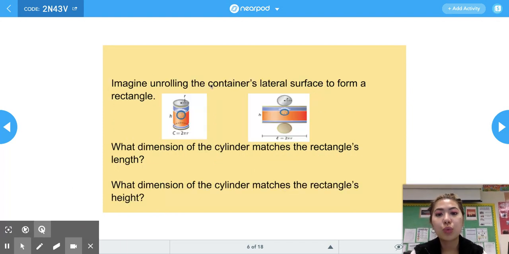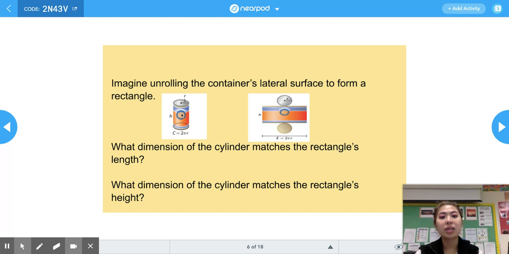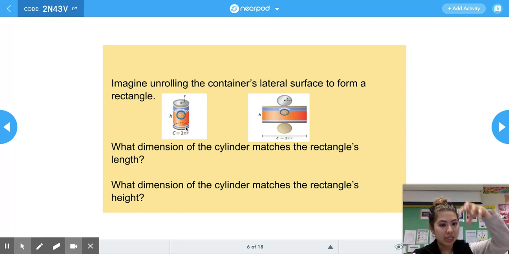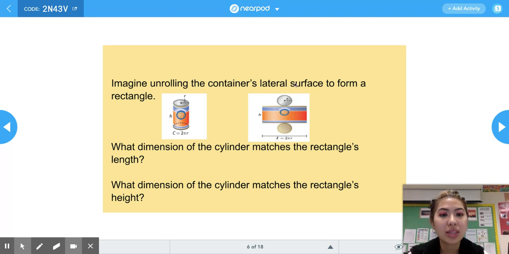Imagine unrolling the container's lateral surface to form a rectangle. Basically, we're making the net of a cylinder. Imagine a tin can: you cut the top off, make a slash through the can, and then unroll it, and that's what this is right here. It's the net of the cylinder. As you can see, the radius is labeled, the height is labeled, as well as the circumference.